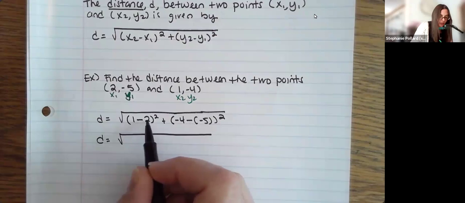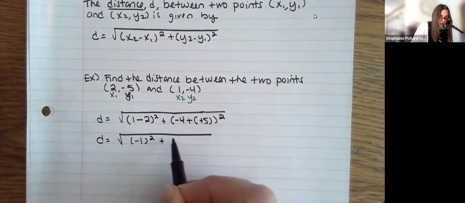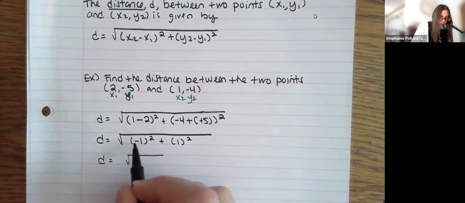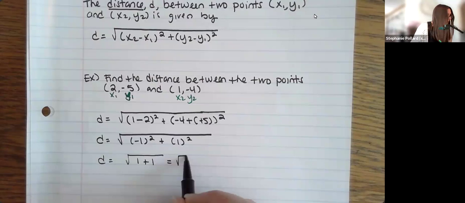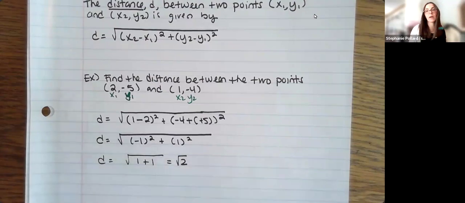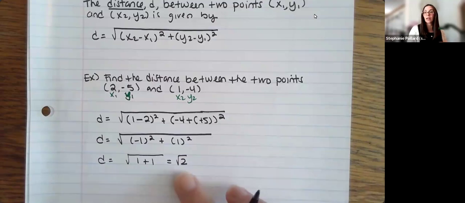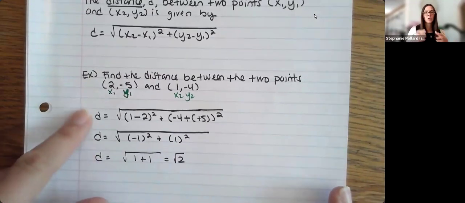1 minus 2 is -1. Here my negatives will cancel. -4 plus 5 is 1. -1 squared is 1, +1 squared is also 1, and I have here the square root of 2 as my final result. Now, if I could simplify that more, then I would, if I can break down that radical, or if you need to use your calculator, you could get a decimal approximation. A lot of our distances do come out pretty messy.